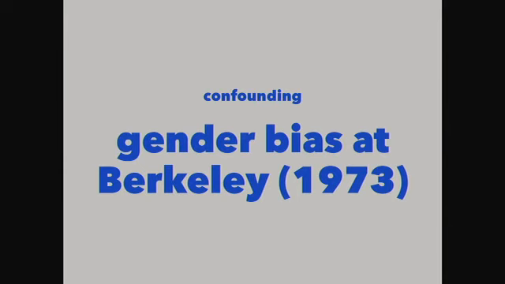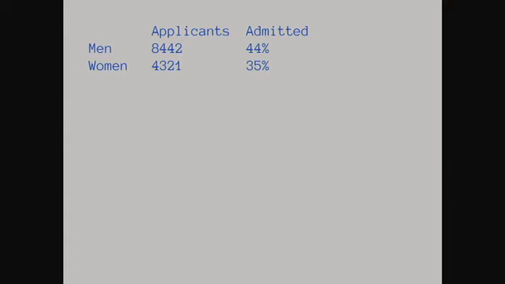One interesting case is admissions bias at Berkeley. What they found was that in graduate school at Berkeley, women had less of a chance of being admitted to graduate school than men. I think I might have the numbers, actually.